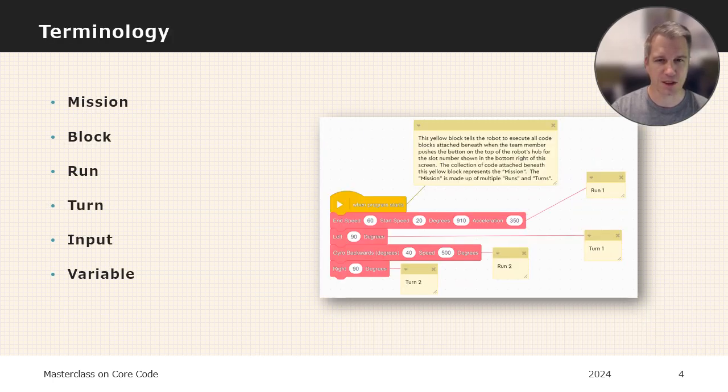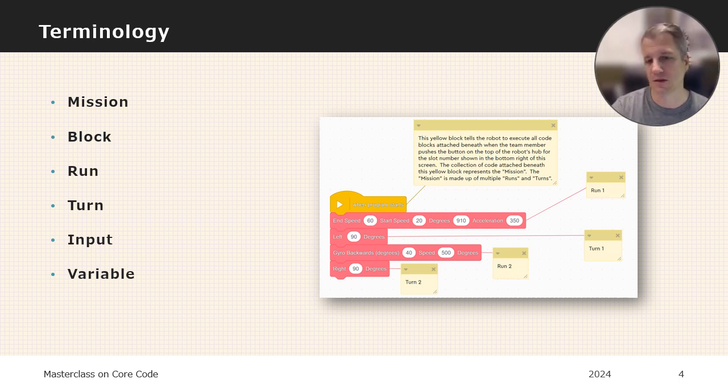Okay, so let's talk about some terminology. When I say mission, I'm talking about the group of code that executes after we push that button on the back of the robot for the program to start. When I say block, I mean a chunk of code in our Spike Prime app, like this yellow block here or these 4 red blocks. A run is one block of code that either goes straight forward or straight back. Here we have run 1 and run 2.